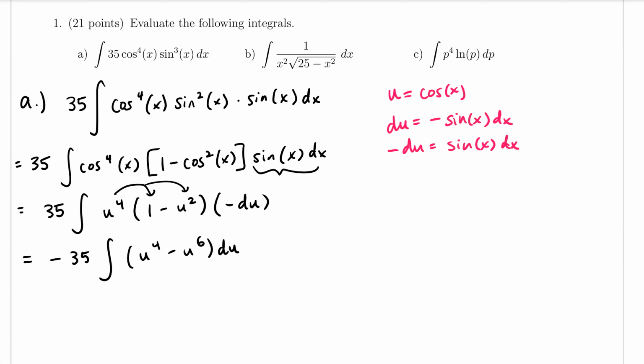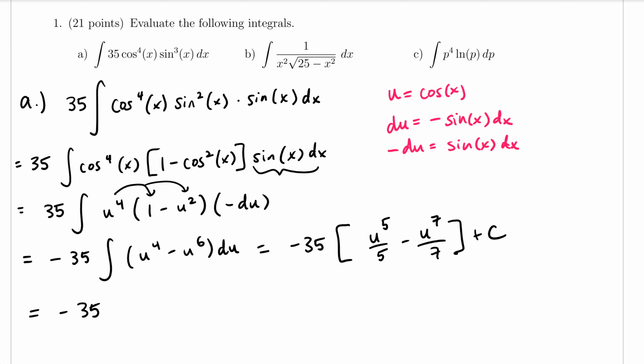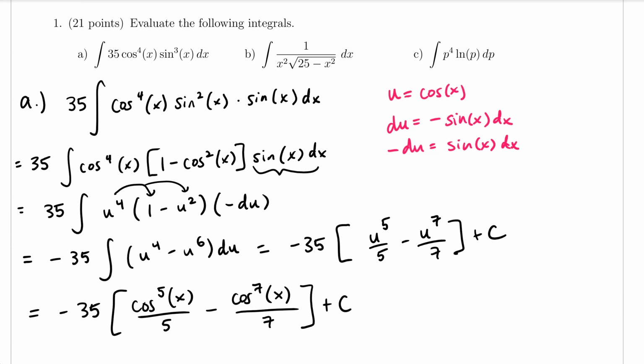Now we can start to integrate. So we have negative 35 times u to the fifth power over 5 minus u to the seventh over 7 plus our constant of integration. And then finally we want to plug back in u. And there is our final answer for part A.